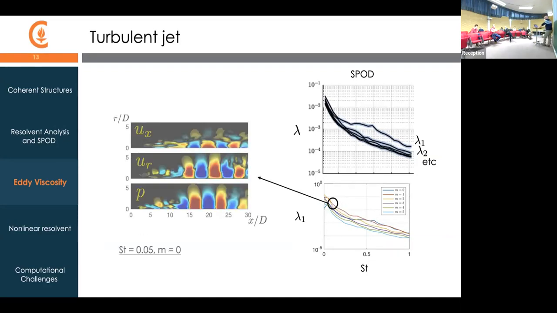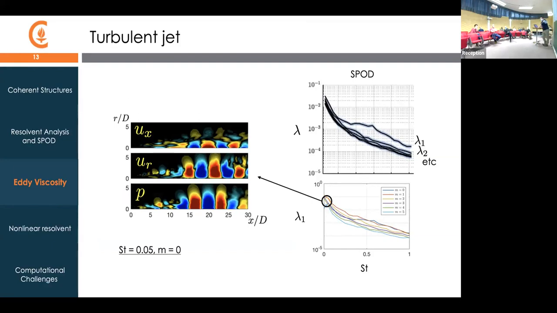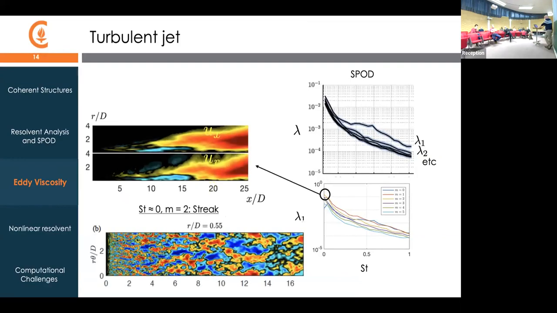Now we'll take you to the very low frequency m equals 0 mode. I'll show you what we used to think was a Kelvin-Helmholtz response of the jet at m equals 0. It has some similarities in terms of the patterns, but was never really well predicted with classical linear stability theory. And I'll show you why that was the case as we get to resolvent.